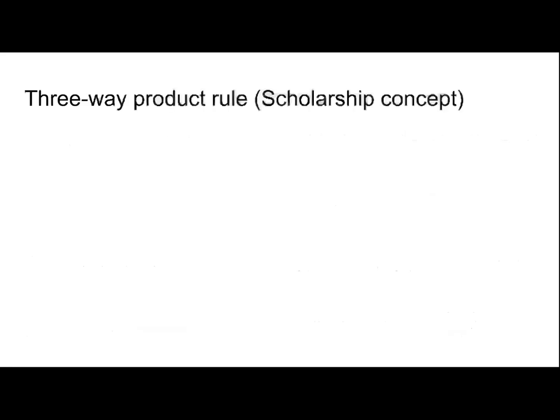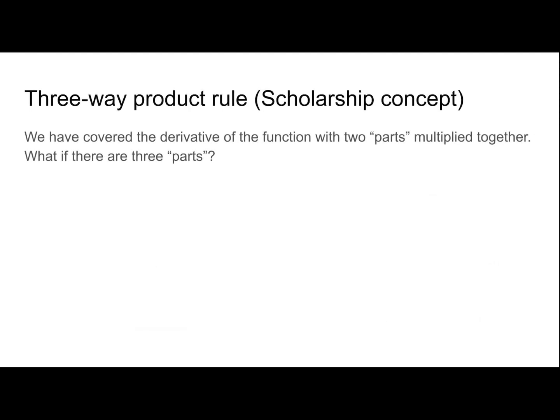Right, so we also can consider more than 2 parts multiplied together. In the previous questions, we were only looking at 2 parts multiplied together. However, a scholarship concept can be using a three-way product rule, which is 3 parts multiplied together, which is pretty self-explanatory. So for the three-way product rule, it's actually very similar, because when we have 3 parts, we follow the exact same process.